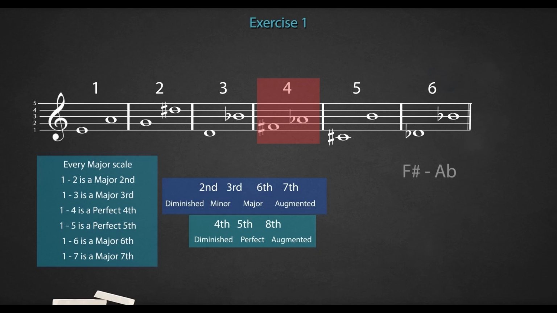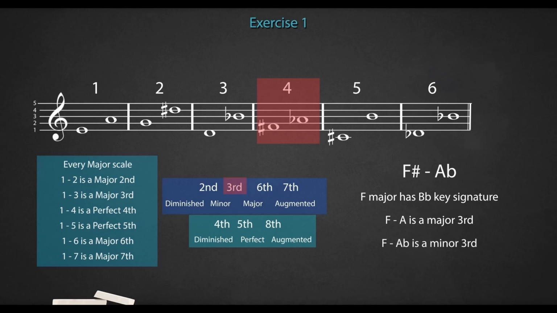F sharp, A flat. I will simplify the interval and find F, A. This is a major third, the first and third notes of the F major scale. So, F, A flat is a minor third, and F sharp, A flat is a diminished third interval.